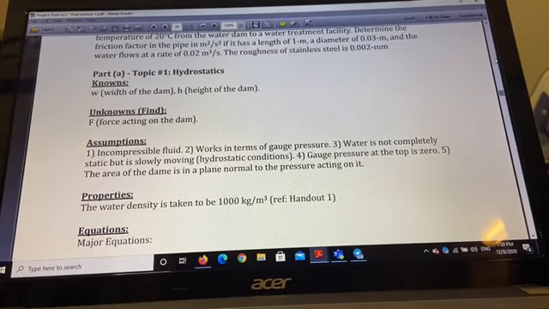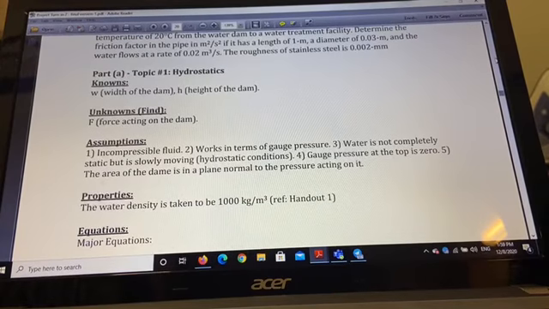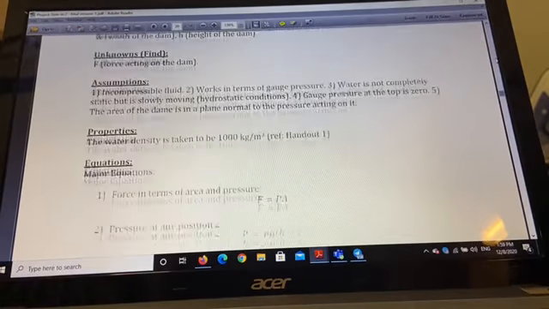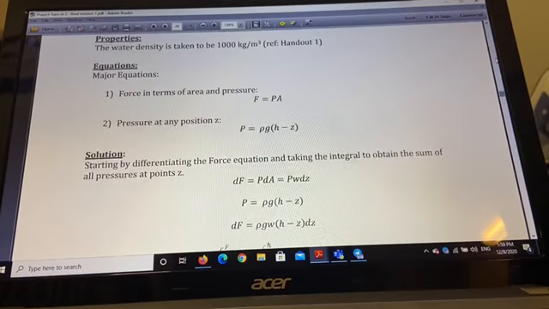So on part 1, the assumptions are that it's an incompressible fluid, we work in gauge pressure, and it's not completely static but slowly moving, hydrostatic. We got the properties from handout 1. The major equation is that F equals PA, and P is rho g h.